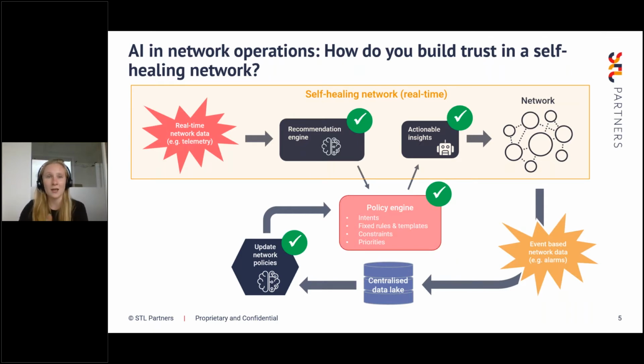So we think that's the key way to pull apart how you can start to build trust in a self-healing network: to ensure that at each of these steps, where needed, there is the transparency and the explainability to be able to communicate back to networking teams about what it is that's taken place and why.